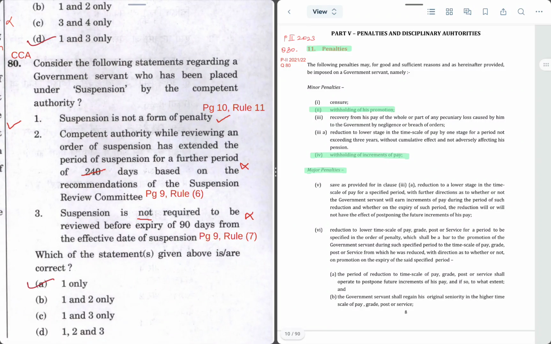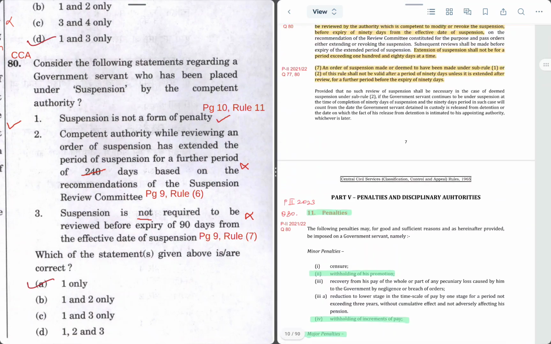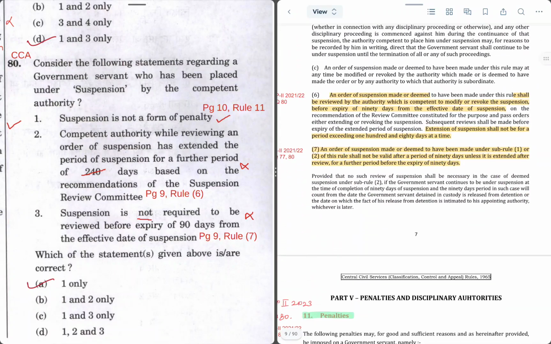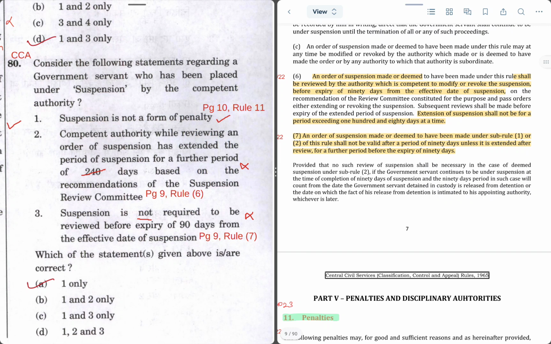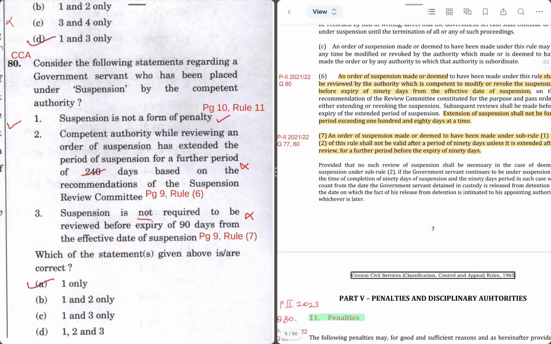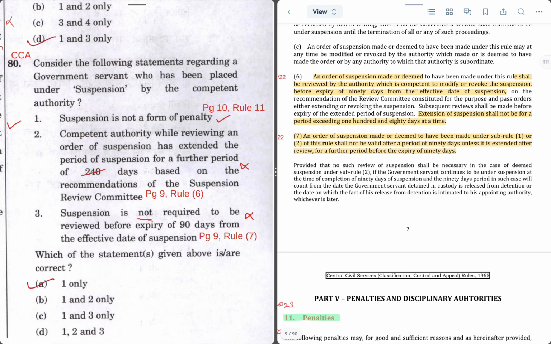Statement 2 says the competent authority, while reviewing an order of suspension, has extended the period of suspension for a further period of 240 days based on the recommendations of the suspension review committee. So let's check how many days are correct. In para number 6, it is mentioned that an order of suspension made or deemed shall be reviewed by the authority which is competent to modify or revoke the suspension before expiry of 90 days from the effective date of suspension. Extension of suspension shall not be for a period exceeding 180 days at a time. So 180 days is the right answer, not 240. That's why this statement is incorrect.